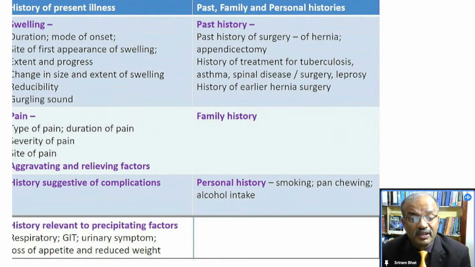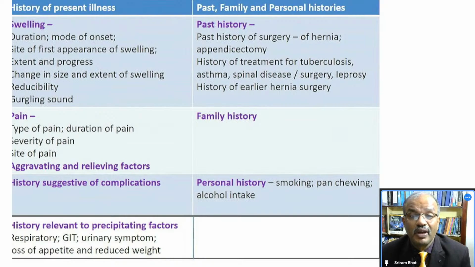Of course, initial resuscitation and initial rapid assessment. So surgery is needed immediately once there is obstruction or strangulation. Early surgery is most crucial and important. You can't wait. So that's why this history is very important. So a detailed history of present illness is important in hernia. Remember, especially swelling, pain, aggravating factors, history suggestive of complication, and past history of surgery for hernia is very important.